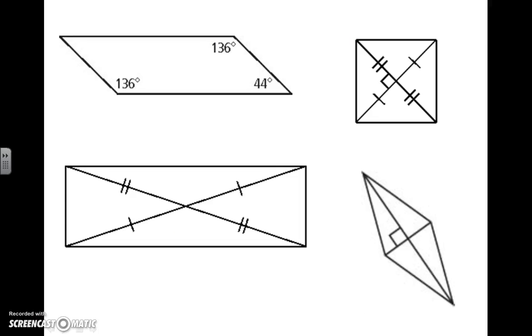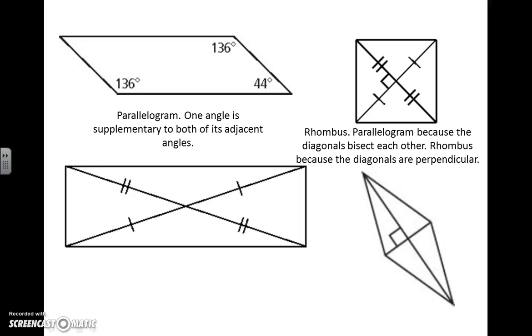Now we're going to go through and classify these different shapes. This first one is a parallelogram because I can see that one angle, the one marked 44 degrees, is supplementary to both its adjacent angles. This next shape is a rhombus. It is a parallelogram because the diagonals bisect each other. So we have satisfied the proof that it is a parallelogram. Then we see that the diagonals also meet at 90-degree angles. And in a rhombus, the diagonals are perpendicular. Therefore, the shape is a rhombus. It is not necessarily a square. Even though it looks like a square, we don't have enough information to say it is a square.